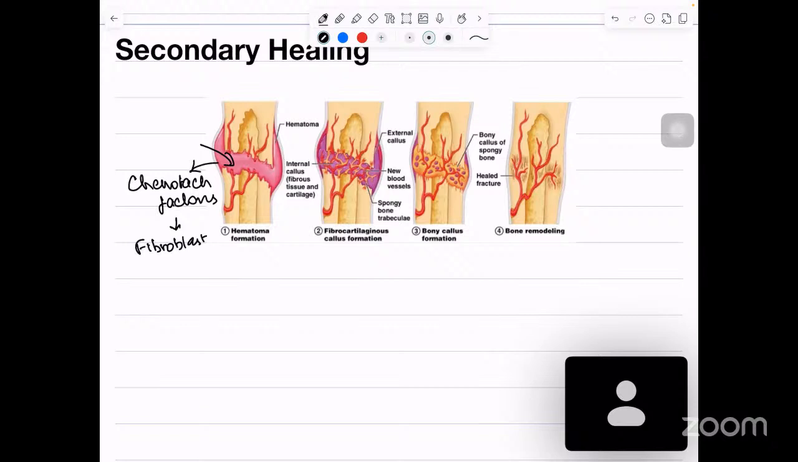Fibroblasts start coming in. Okay, next is callus formation. I mean sorry, this is granulation tissue formation. In the granulation tissue, the fibroblasts coming in get activated to osteoblasts. The osteoblasts form and start the union. Next is callus formation. These osteoblasts form a callus. Callus is nothing but a matrix, a bone matrix.